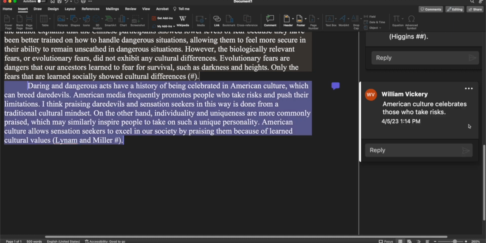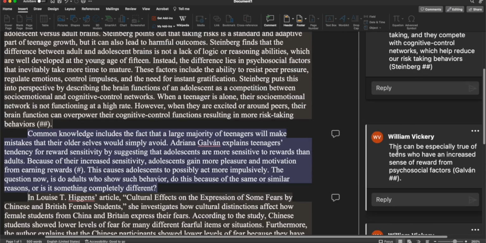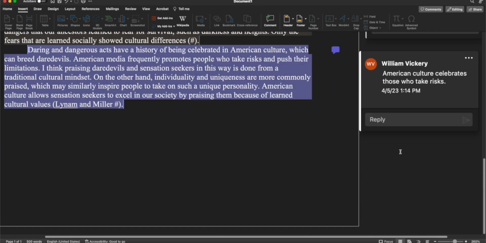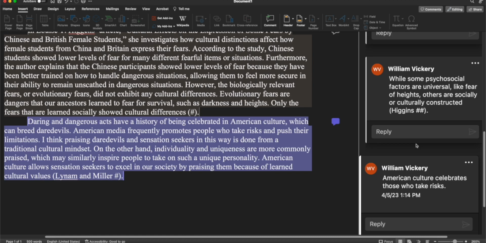Okay. I think these are our core things that we need to say. We need to say that American culture celebrates those who take risks. We need to say some psychosocial factors are universal, like fear of heights. Others are socially or culturally constructed.